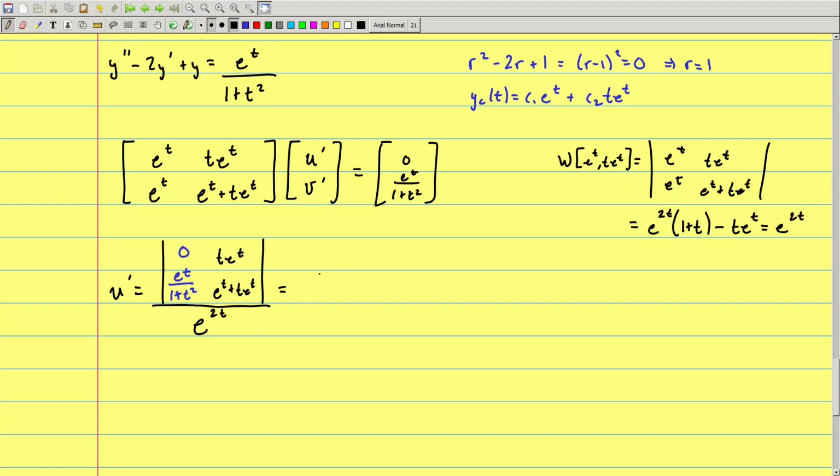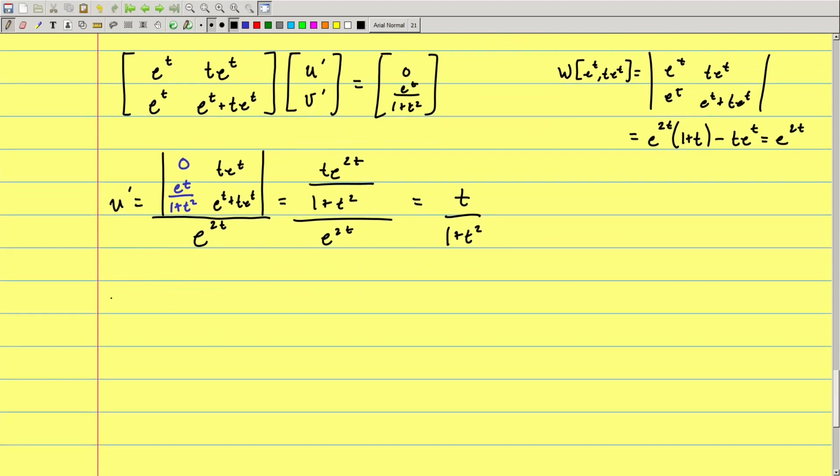In the numerator, we are going to have t e to the 2t over 1 plus t squared, all over e to the 2t, which simplifies to just t over 1 plus t squared. And then for v prime, yes, you're correct. Sorry, I lost the minus sign here. Sorry about that.